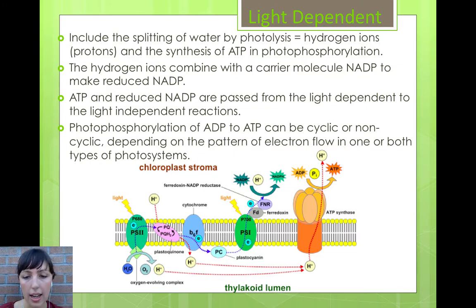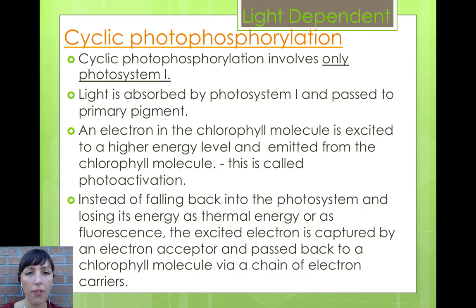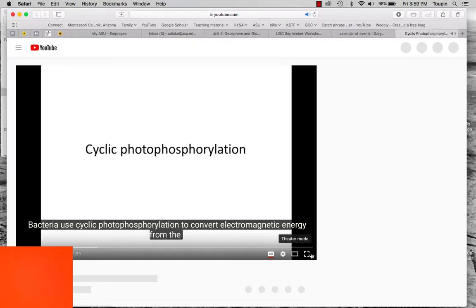Okay, so let's take a look at cyclic photophosphorylation. Cyclic photophosphorylation involves only photosystem 1. Okay, this is light that is absorbed by photosystem 1 and passed to that primary pigment. An electron in the chlorophyll molecule is excited to a higher energy level and then is emitted from the chlorophyll molecule. And this is called photoactivation. So instead of falling back into the photosystem and losing its energy as thermal energy or fluorescence, the excited electron is then captured by an electron acceptor and passed back to a chlorophyll molecule via a chain of electron carriers.